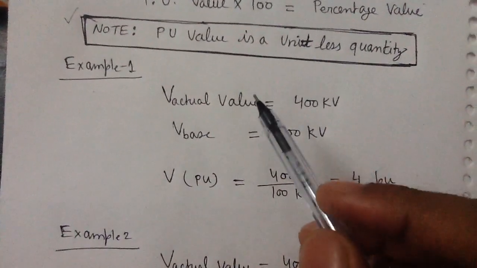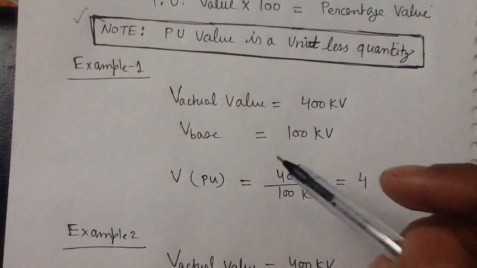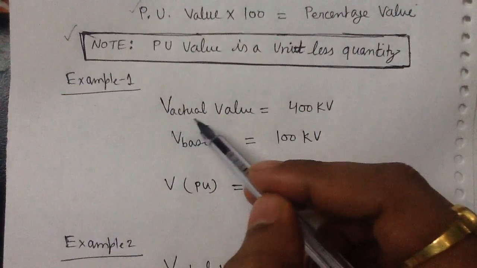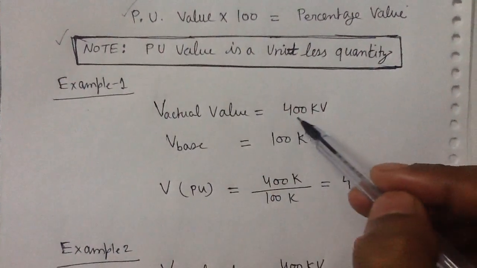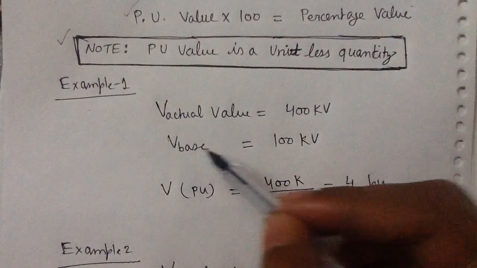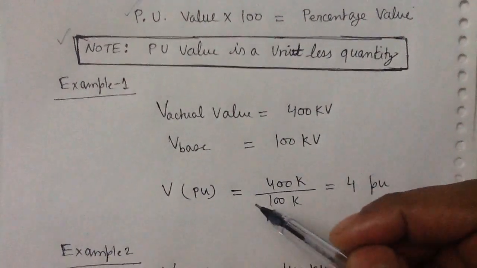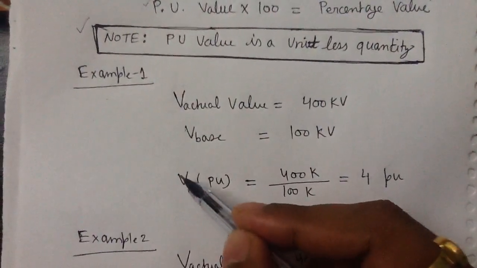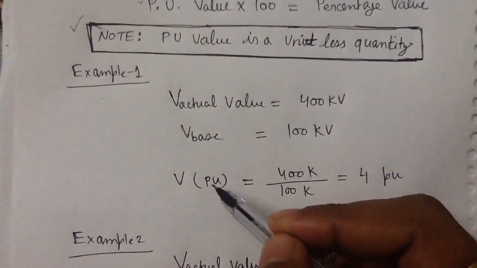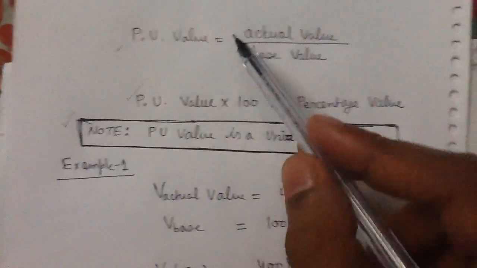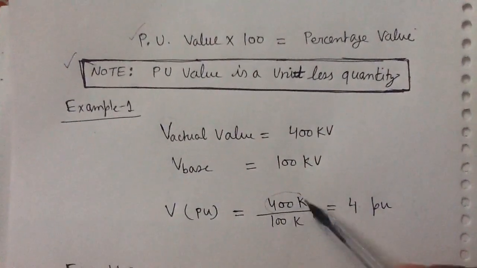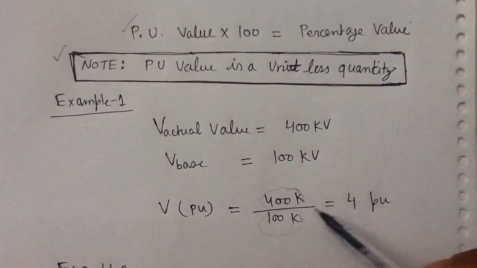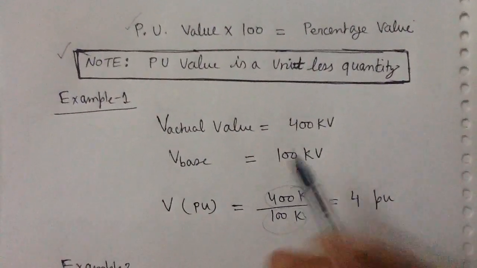In the first example, this is a very simple example. Suppose the actual value of the voltage is given as 400 kilovolt and the base value is given to you as 100 kilovolt, and in the question he is asking the value of the voltage in per unit. So we know the definition that the per unit value equals the actual value divided by the base value.